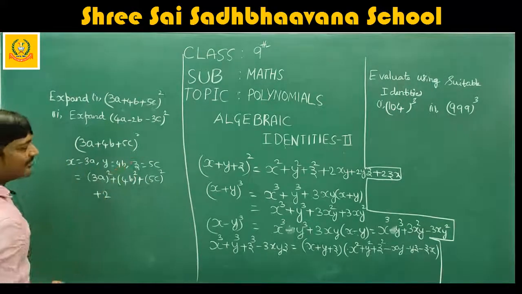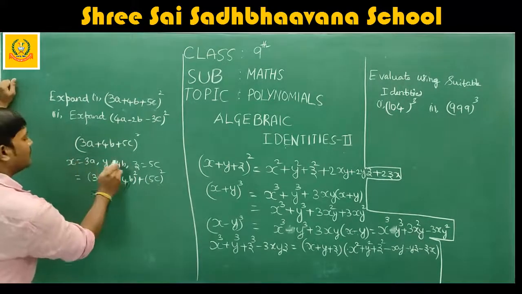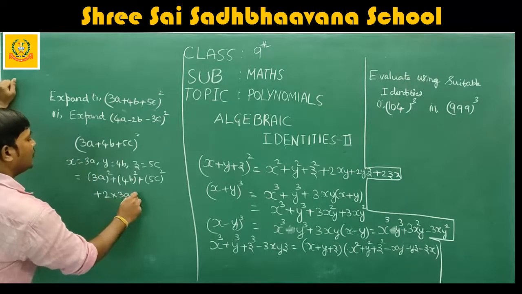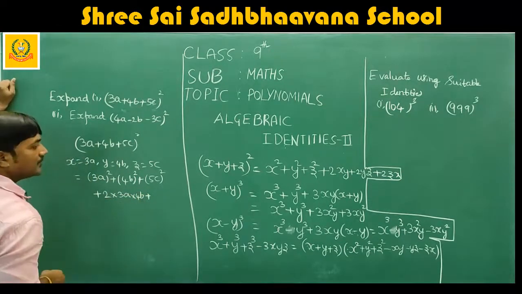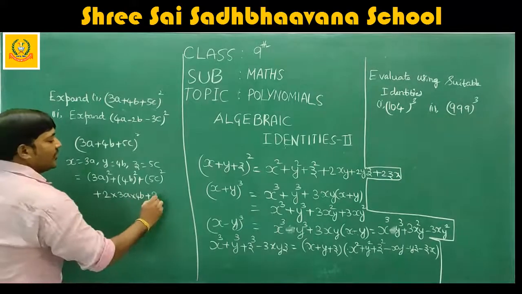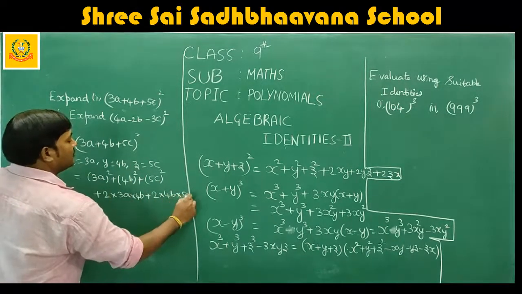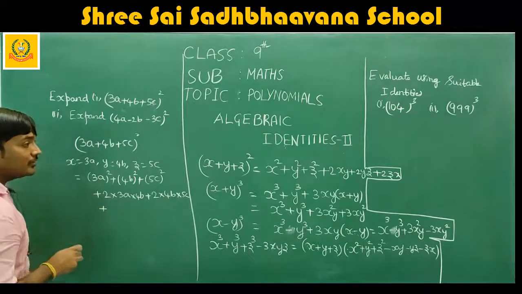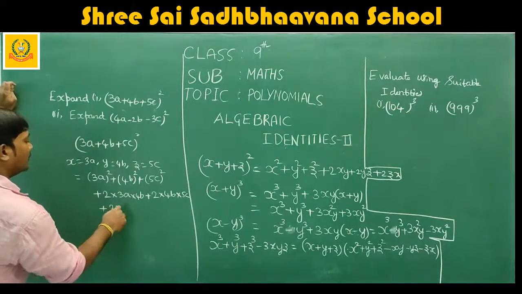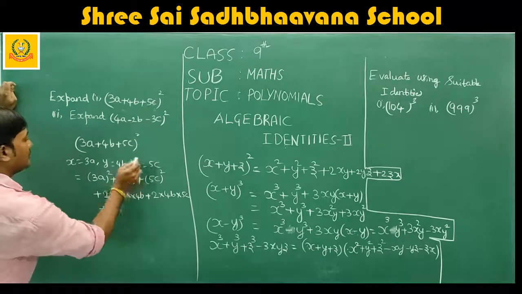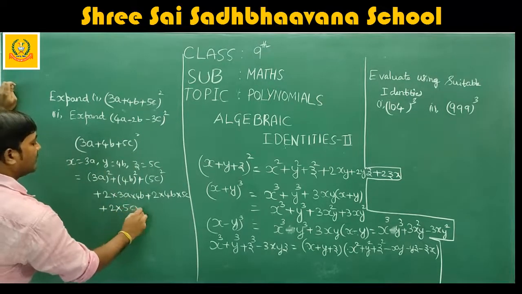2 into x into y, which is 3a into 4b, plus 2yz, 2 into y into z, 4b into 5c, plus 2zx, 2 into z into x. So z is 5c, x is 3a.